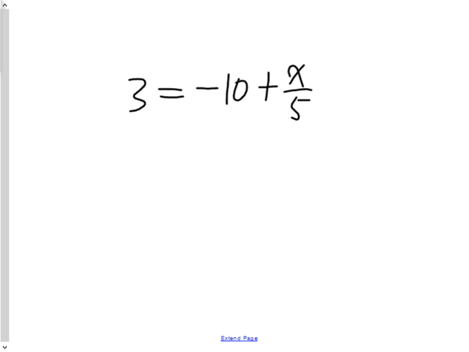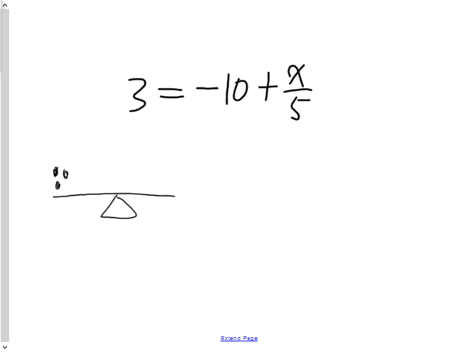Our next question is an algebra question. It says 3 is equal to negative 10 plus a fifth of x. Now, when we first learned this, the first thing we did is we learned how to draw that. And you don't have to have this drawn on yours, but I want to send you back in memory lane to remind you of what this looked like when we first did it.